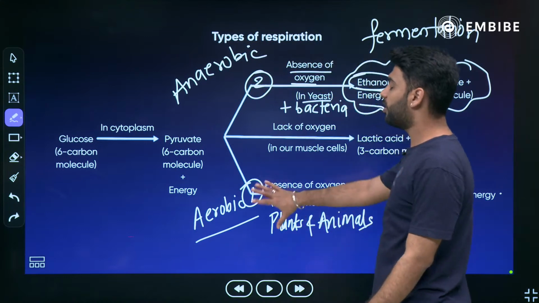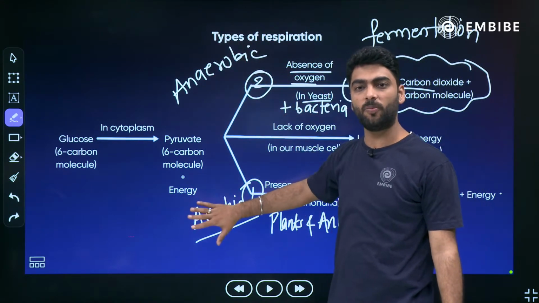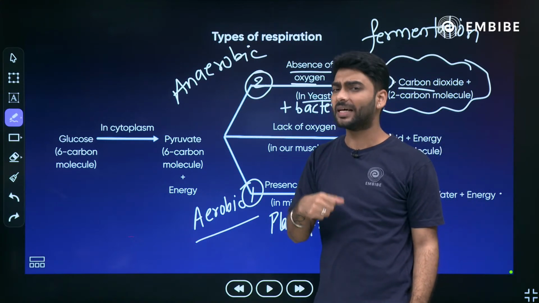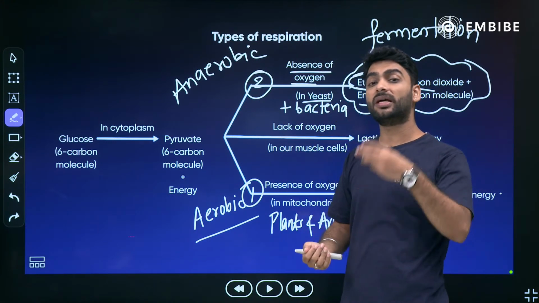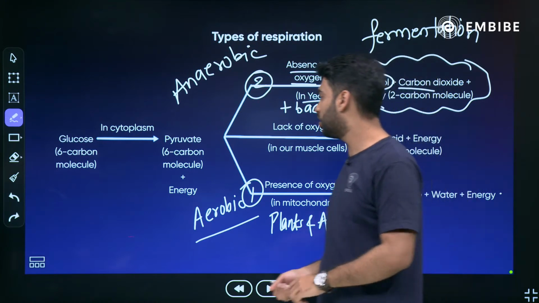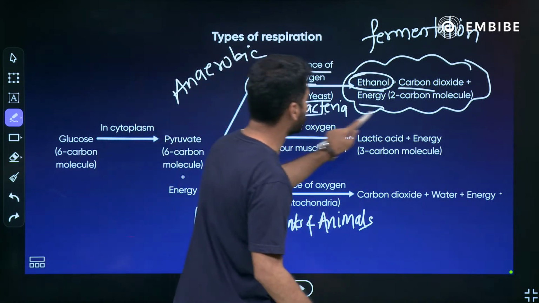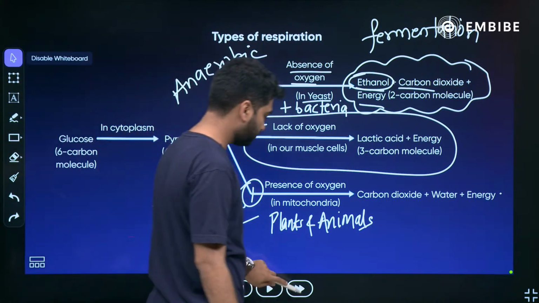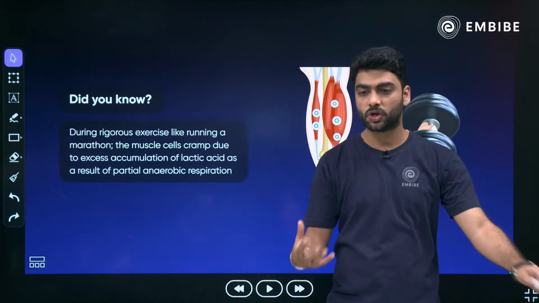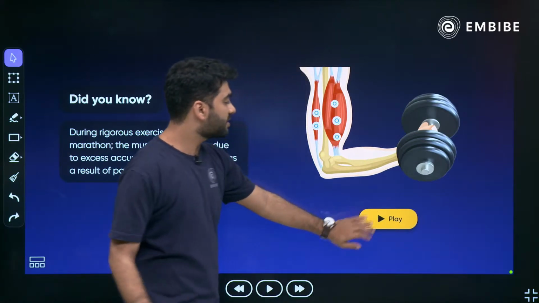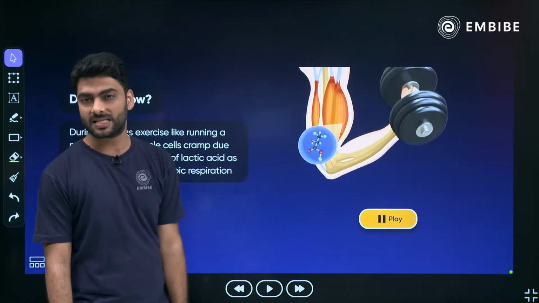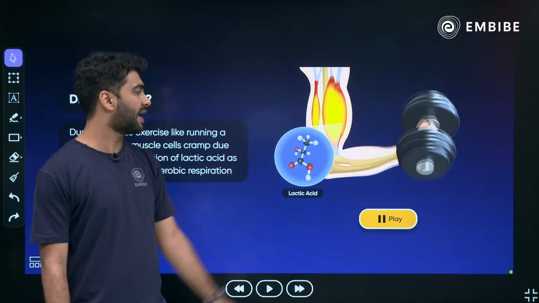ठीक है? So we have two types of respirations, aerobic and anaerobic. But मैंने तो आपको बोला था कि 3 तरीके से होता है, तो ये तीसरा क्या है? शिल्पी, आंसरिंग योर क्वेश्चन. I will not address this now. Let me show it to you. ठीक है? So you can see over here what is happening. This person is doing exercise.